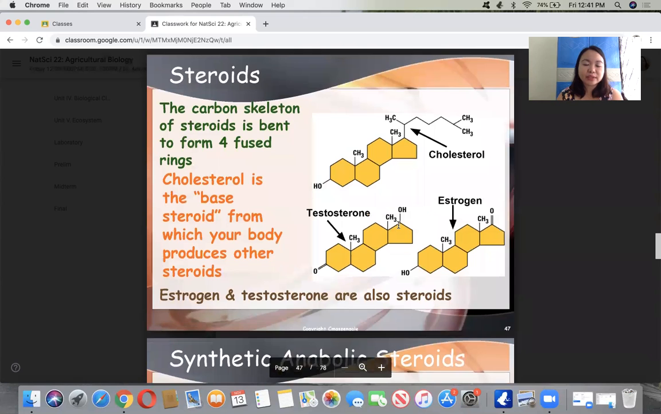What are steroids? We hear a lot about steroids, which cause artificial enlargement of the muscular system and so on. The carbon skeleton of steroids is bent to form four fused rings. Cholesterol is the base steroid from which your body produces other steroids. Estrogen and testosterone are also steroids. So these are the cholesterol, testosterone, and estrogen structures.